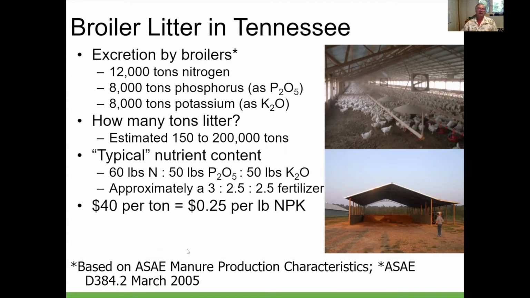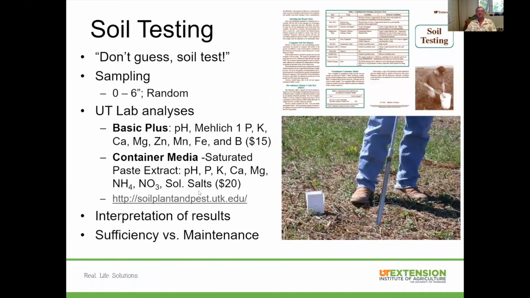We do have quite a lot of certain organic materials that can be used as alternative fertilizers, broiler litter being one of them. We have a lot of broilers grown in the southeastern United States. We estimate in Tennessee 200,000 tons of broiler litter. Typically a ton of litter is going to contain about 60 pounds of nitrogen, 50 pounds of phosphorus as P2O5, and a similar quantity of potassium as K2O. So it's like a 3-3-3 or a 2.5 fertilizer.